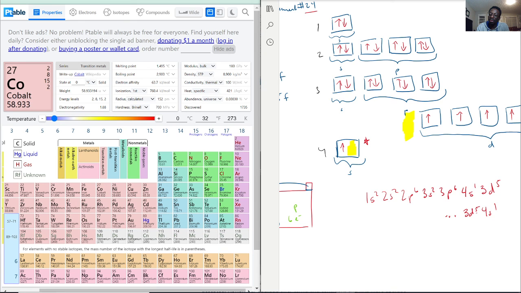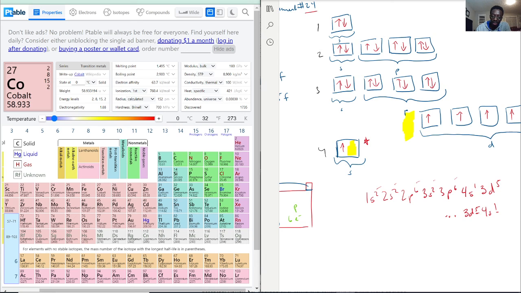Okay? And to make sure that we got the actual one for chromium, we just add up all the superscripts. So that's 2 plus 2 plus 6 plus 2 plus 6 plus 1 plus 5. And we do indeed get 24, and that is the element number for chromium.